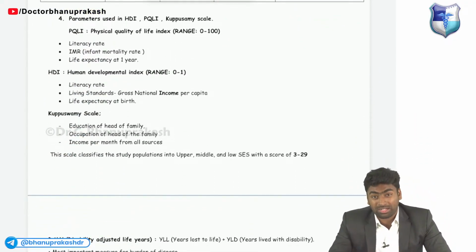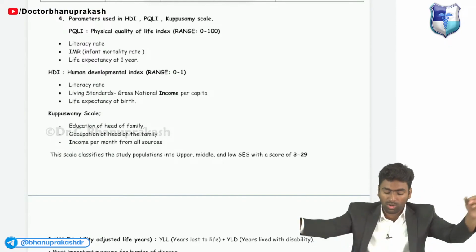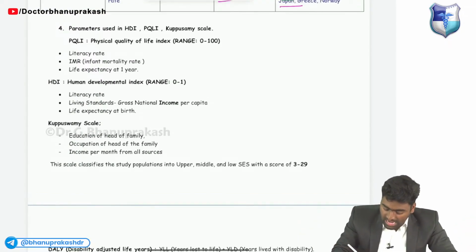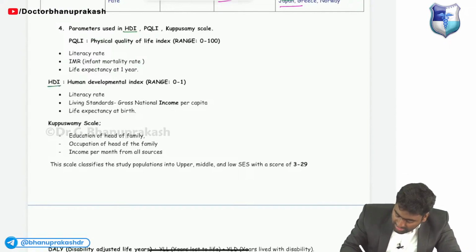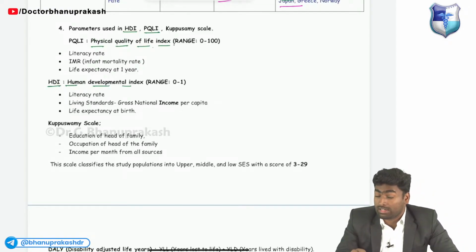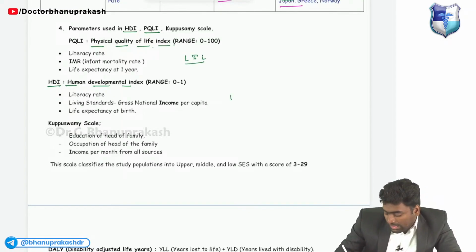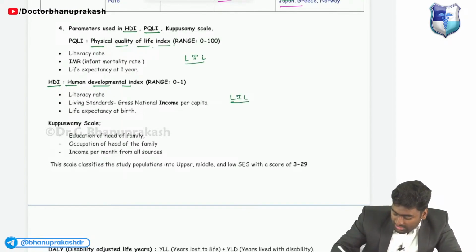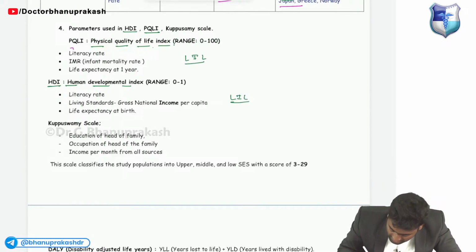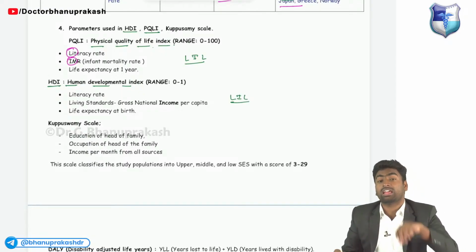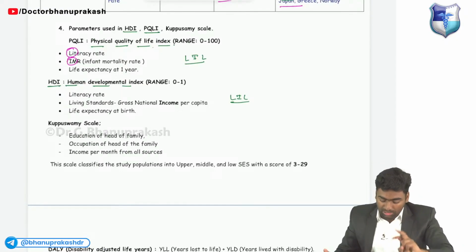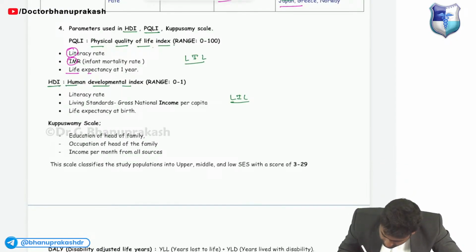There are a few parameters whose contents you should know. What are these parameters? For example, HDI, which is the Human Development Index, and PQLI, the Physical Quality of Life Index. Both of them can be remembered by the mnemonic LIL. L stands for literacy rate, I for infant mortality rate, and L for life expectancy at 1 year.